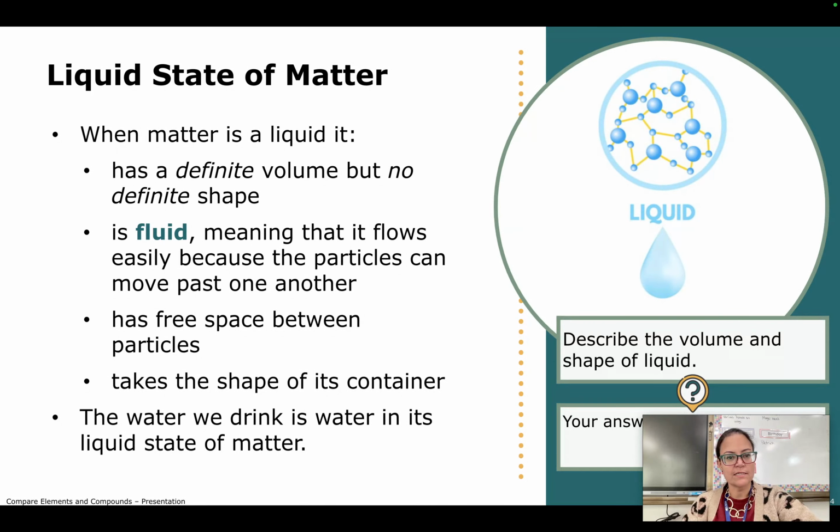Liquid is the next one, so it has a definite volume but no definite shape. It is fluid, meaning that it flows easily because the particles can move past each other. It has free space between the particles, and it takes the shape of its container. So if you pour water, because the water we drink is water in its liquid state of matter, into a glass, it takes up whatever shape that glass is. If you put it inside of a bottle, it's now the shape of the bottle. The water will not expand to fill up empty space, but it will change shape based on what you put it inside of.